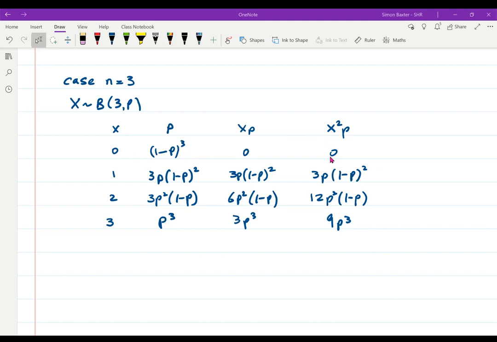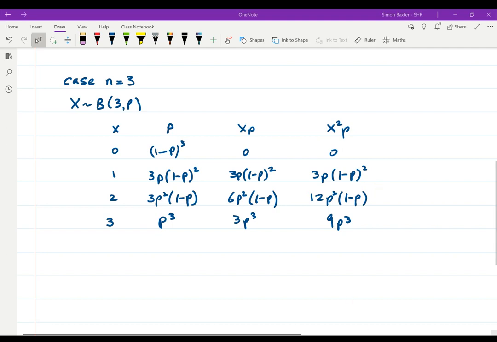0 is still 0, 1 squared times P is 3p(1 minus p) squared, 2 squared times P is 12p squared(1 minus p), and 3 squared times p cubed is 9p cubed.